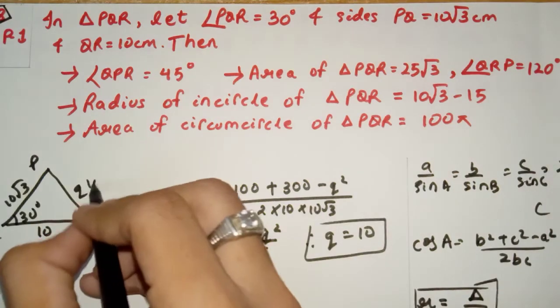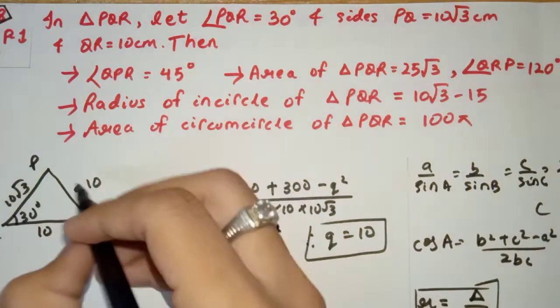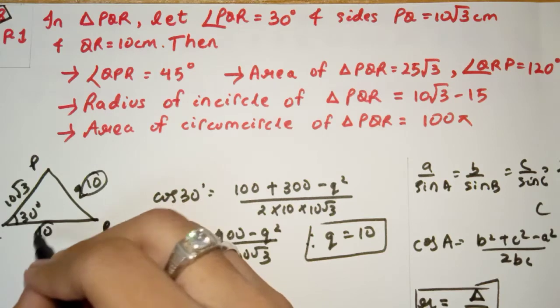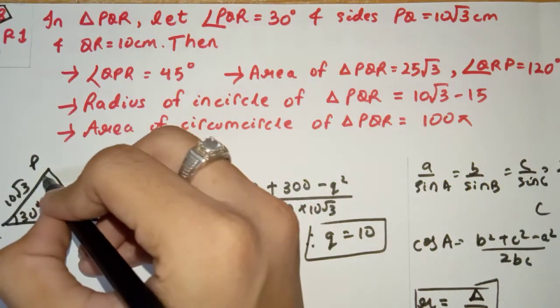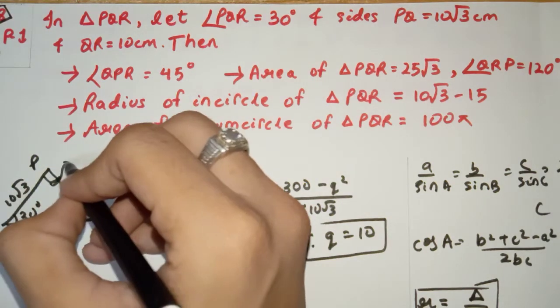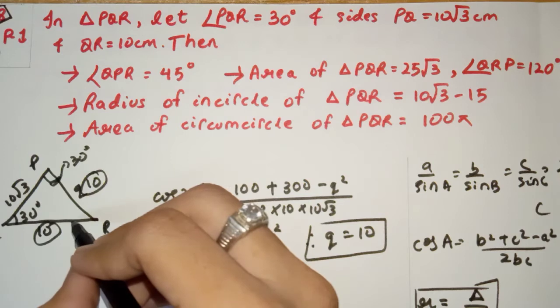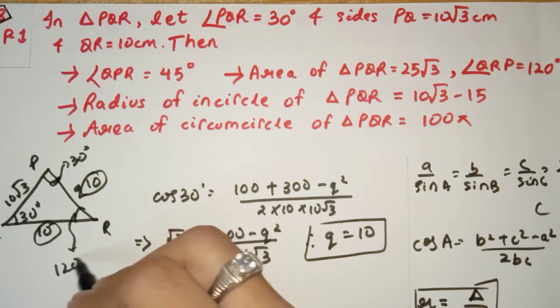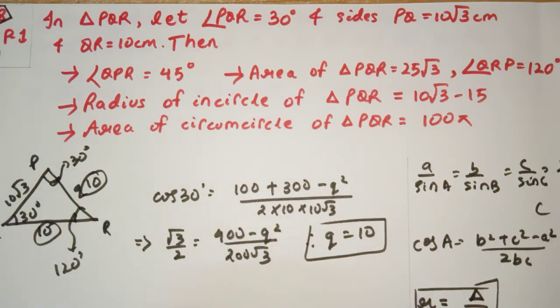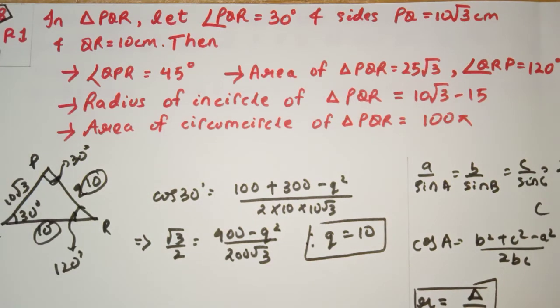Now guys look here, if this is equal to 10, then with 10 and 10 this is an isosceles triangle, and these angles must be equal. So what's angle P? This is 30 degree. And what's this one? 180 minus 30 plus 30, this is 120 degree. Now we know the whole triangle along with every information. Now let's proceed and read the options.